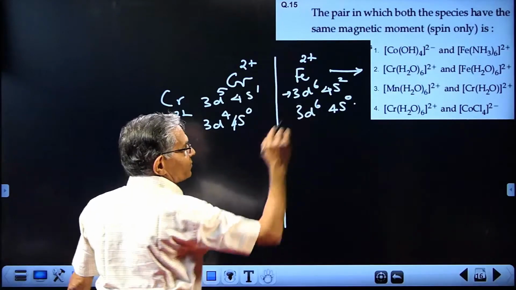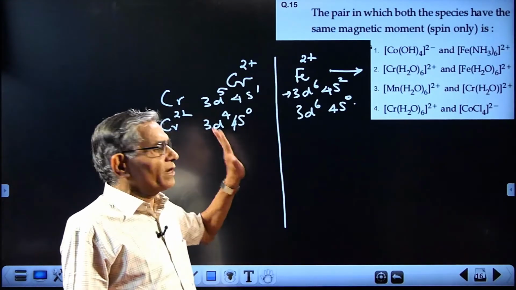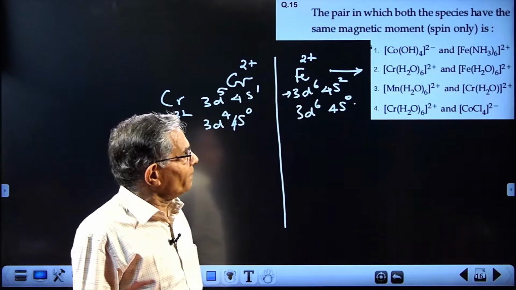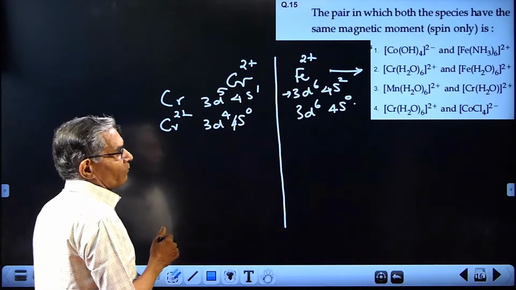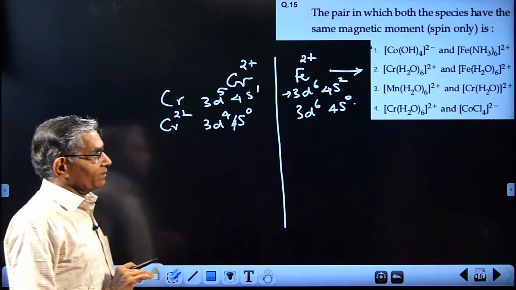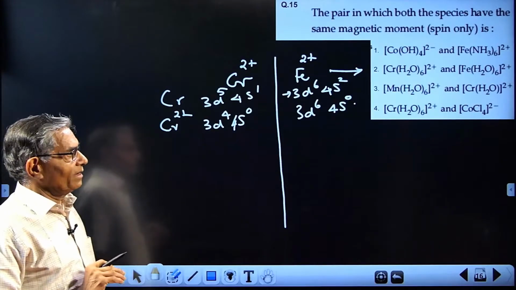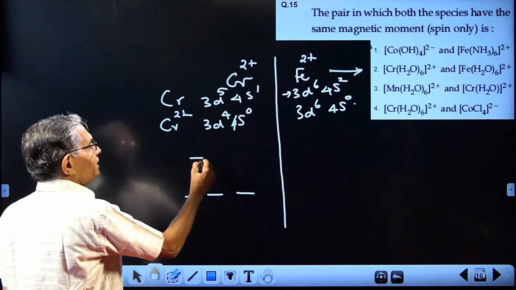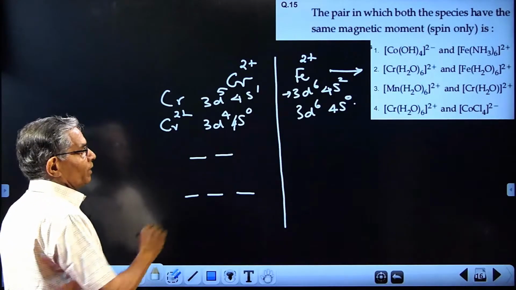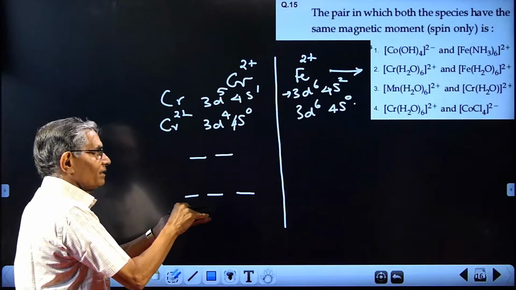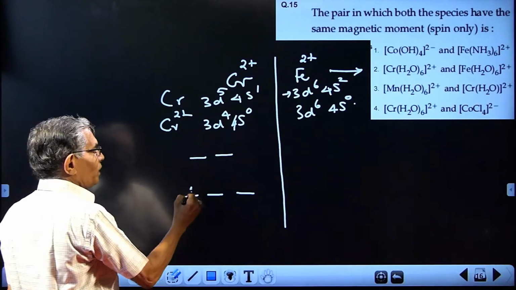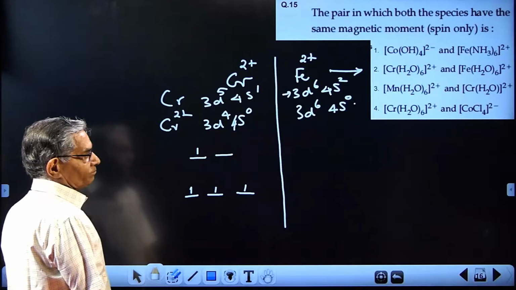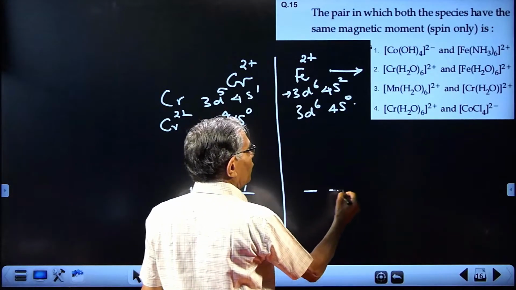This is 3d6. Even if we are not considering ligand field theory, you will be getting the answer, same magnetic moment. Anyway, let us go to the next part. They are all coordination complexes with water. Water is a weak ligand. So how will you arrange? The t2g level will be here and the eg level here. Because the crystal field splitting energy is less, electrons will be arranged like this: one here, next, third, and the fourth. 4 unpaired electrons.